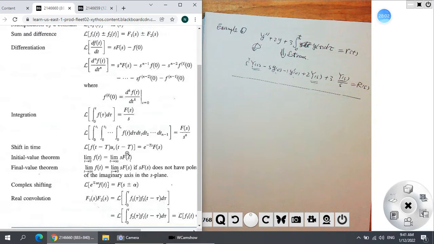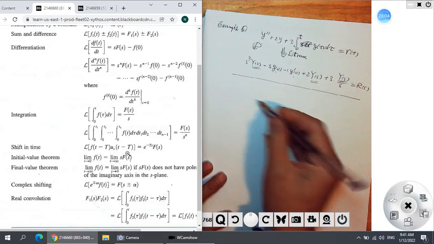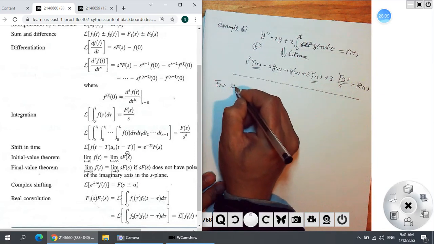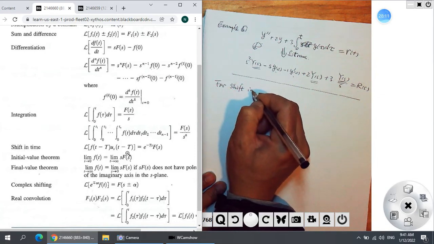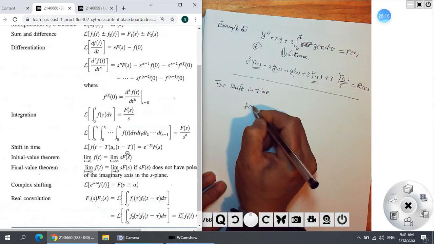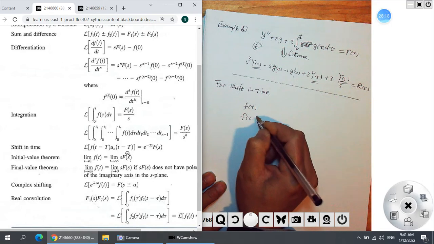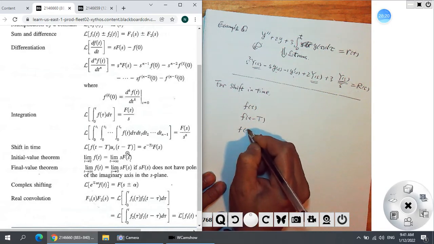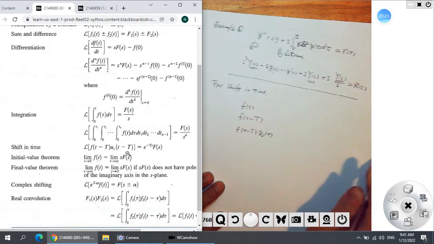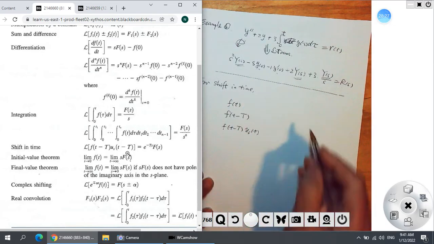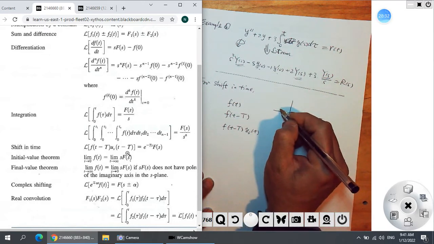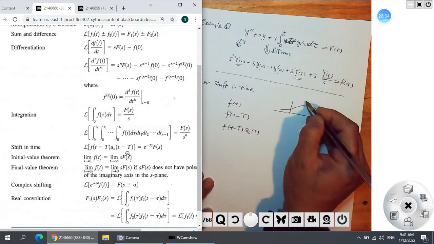What is this? Okay, so we can look at it here for shift in time. We have f of t minus T, and we have f of t minus T times u of t. What are these three things? We can use an example to explain it. Suppose this is a f of t.